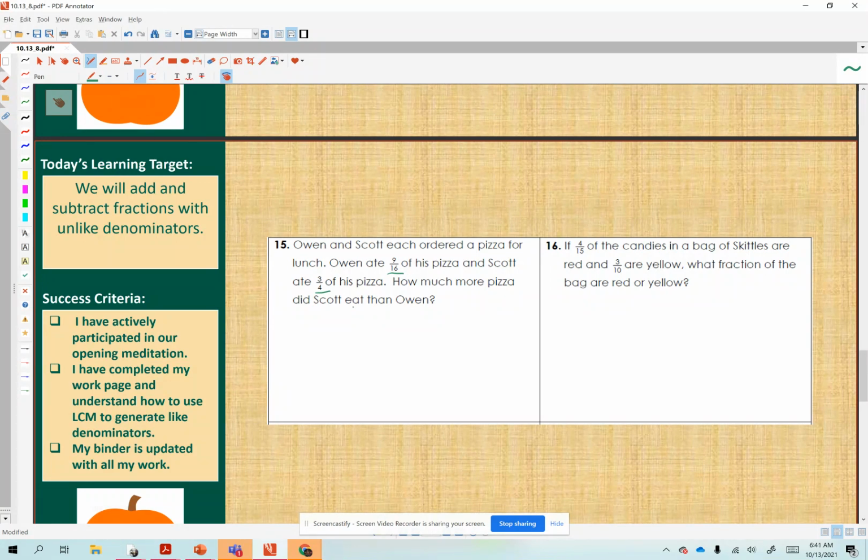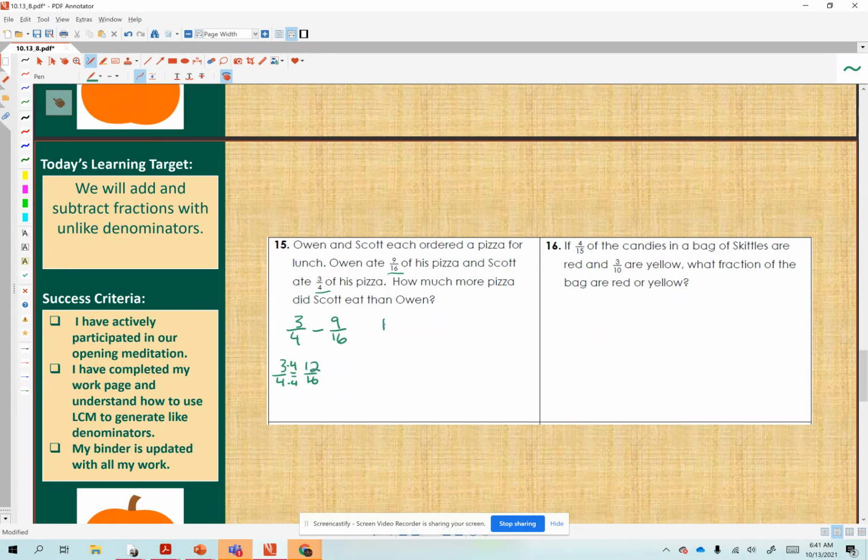So we're going to subtract Owen from Scott. Scott ate more. He ate 3/4. Owen ate 9/16. This is a subtraction problem. So our least common multiple will be 16. So 3/4, we will convert that to 16ths by multiplying the numerator and denominator by 4.